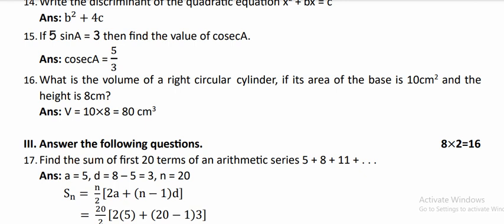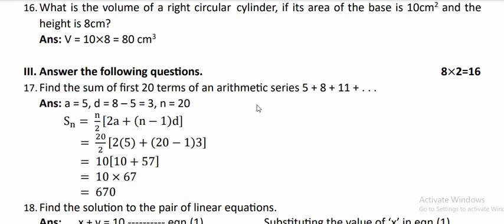And then we move on to the 2 marks questions. Here we are solving the 2 marks questions. We find the sum of the first 20 terms of the arithmetic progression. You write the value of a is 5 because the first term is 5, and d is 8 minus 5, which is equal to 3, and the number of terms given here is n equal to 20.